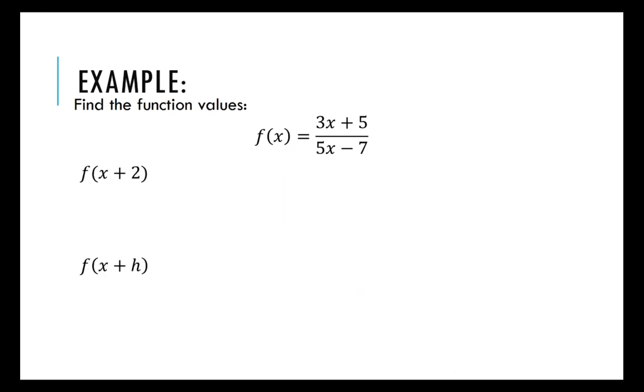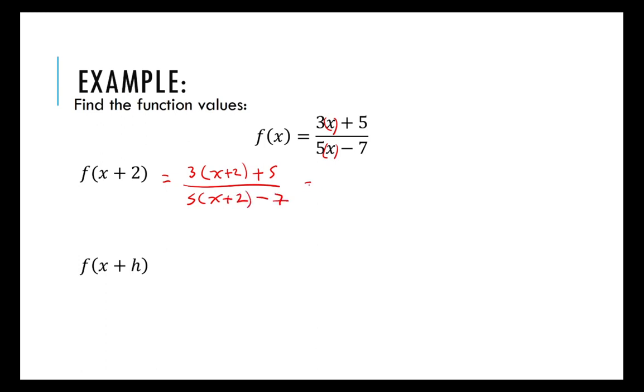Now we're just going to input binomials into the function. So 3 of x, 3 times x, and 5 times x. I just need to put the parentheses around the x's so that I can replace them. Then that's going to give me 3 times x plus 2 plus 5 divided by 5 times x plus 2 minus 7.